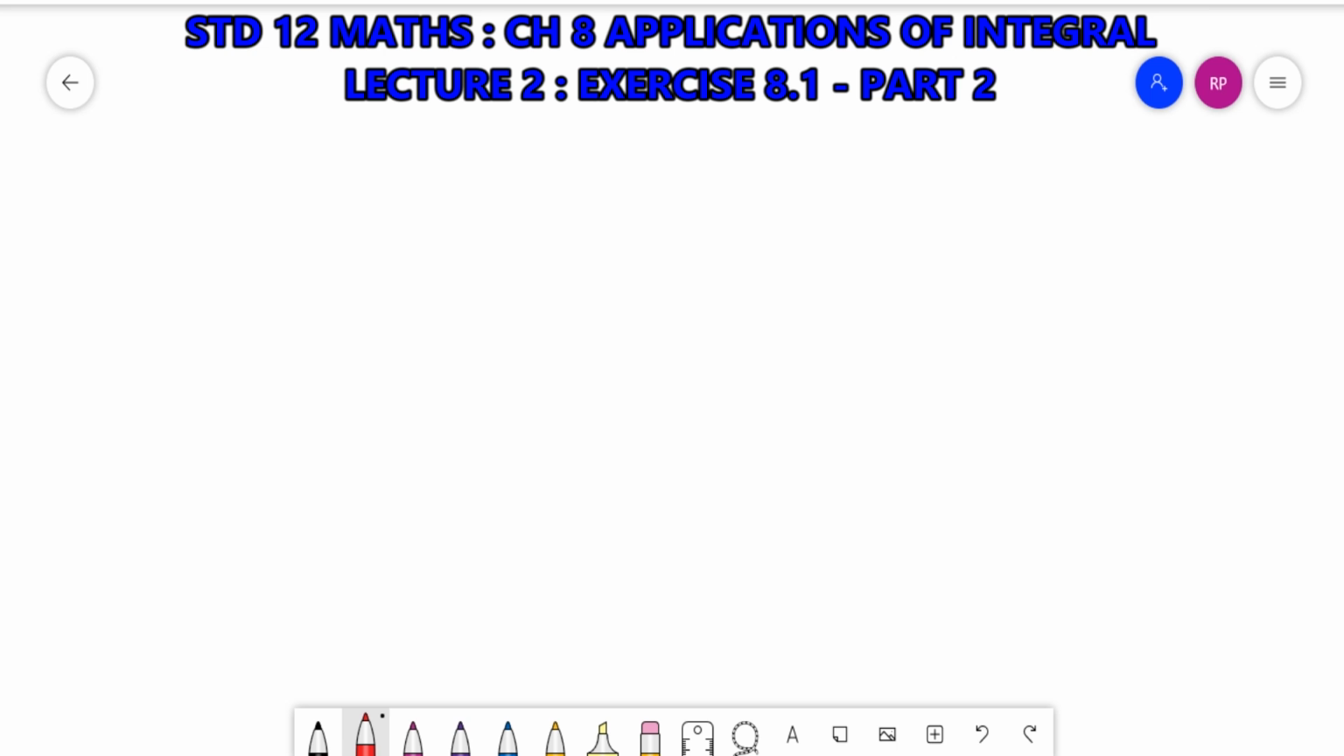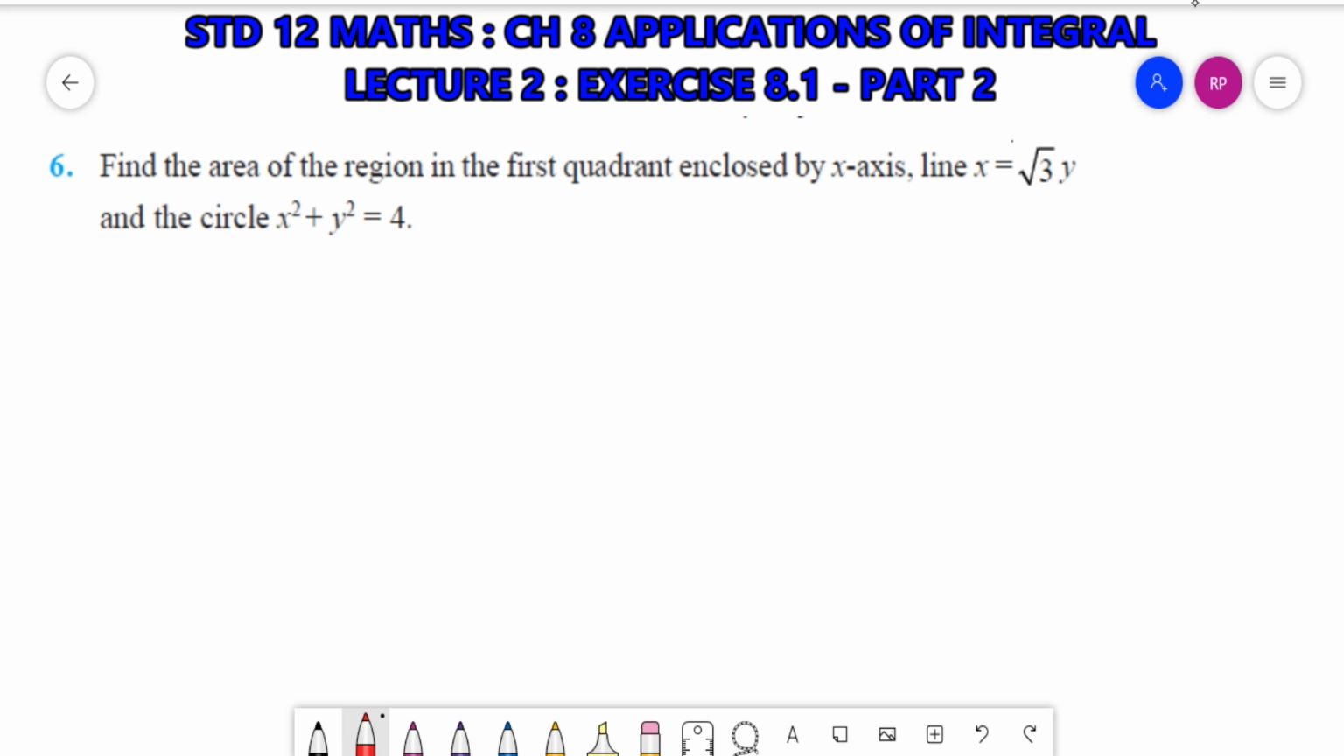So let's start with question number 6. Find the area of the region in the first quadrant enclosed by the x-axis, the line x equal to root 3 y, and the circle x square plus y square is equal to 4.